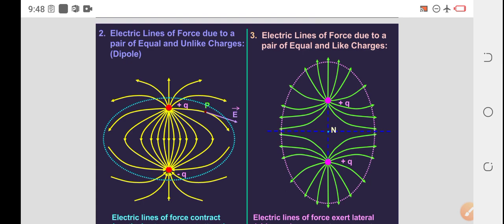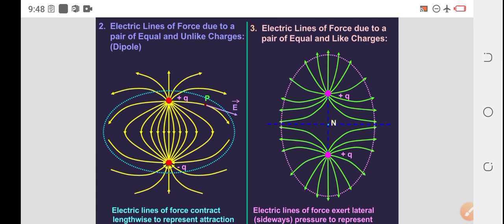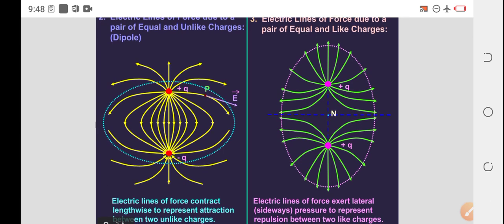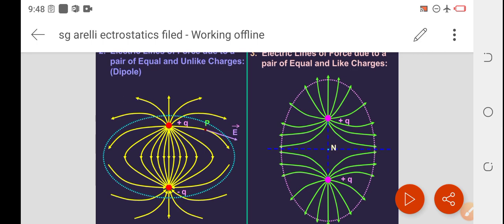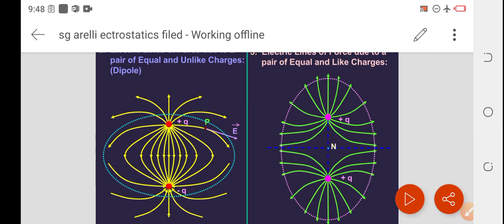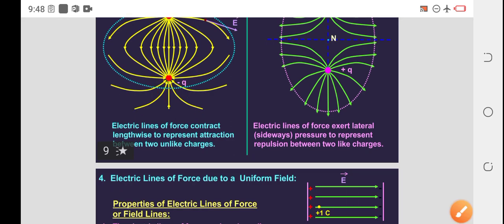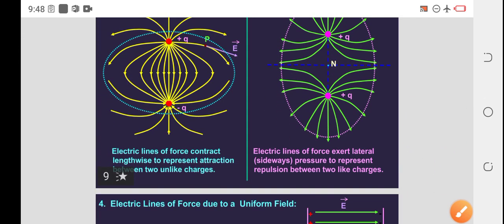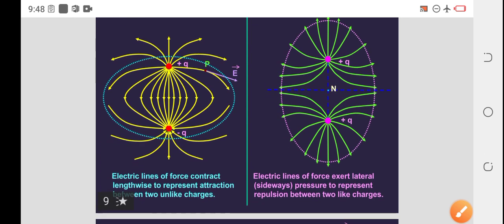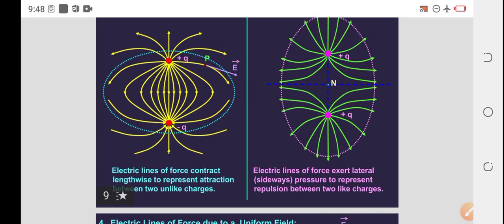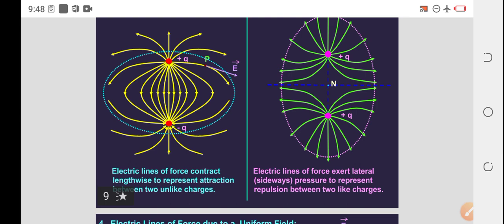Then coming to the third property, electric lines of force due to a pair of equal and like charges. This is about the unlike charges, and this is about the like charges. In like charges, as we know, like charges repel. From this figure we can analyze that electric lines of force exert lateral, that means sideways, pressure to represent repulsion between two like charges.